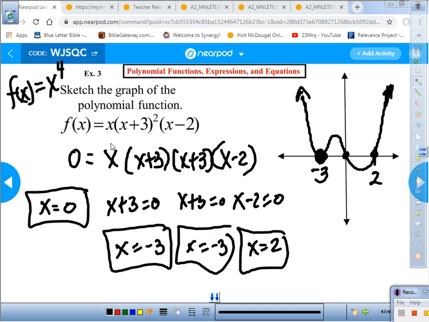Homework is pretty much the same. Just make sure you set them equal to zero, and then your sketch, go from left to right and see what you get. Have a good one, guys.